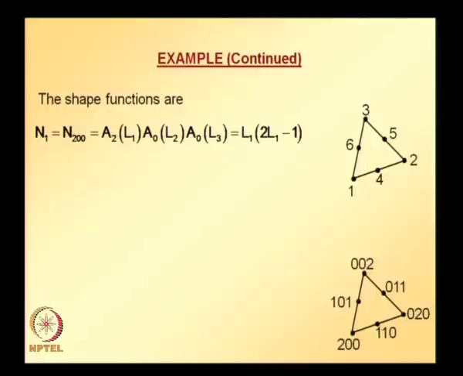So, n subscript 200, that gives us I is equal to 2, j is equal to 0, k is equal to 0. So, substituting into the interpolation formula we get this, and now after that we need to substitute the value of a2 L1, a naught L2, a naught L3 by substituting all those and simplifying. N1 is equal to L1 times 2 L1 minus 1.